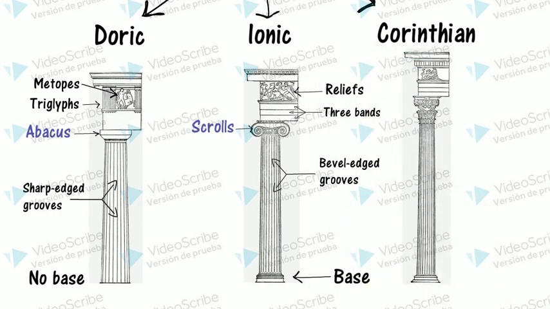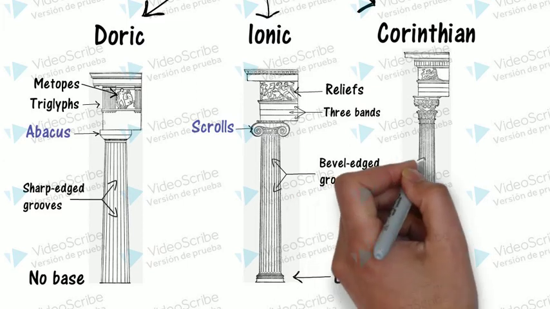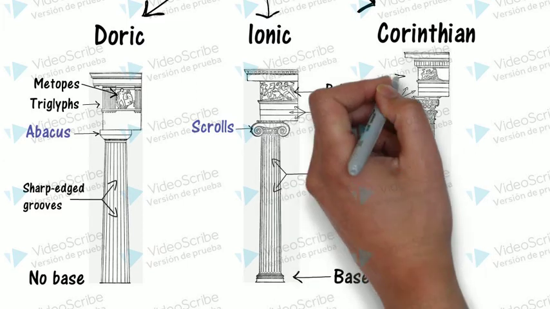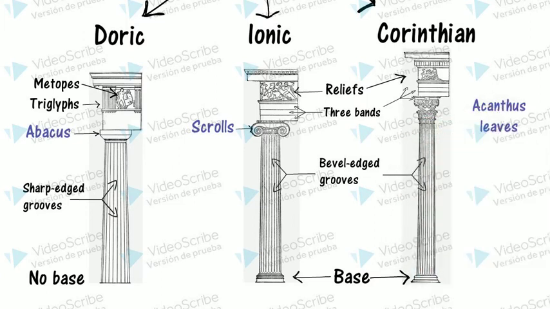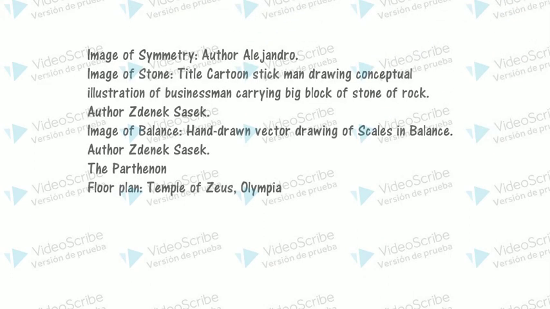The Corinthian order is the most elegant of the classical orders. It's a variant of the Ionic order from which it derives, differing from it by the capital, decorated with two or more rows of superimposed acanthus leaves.